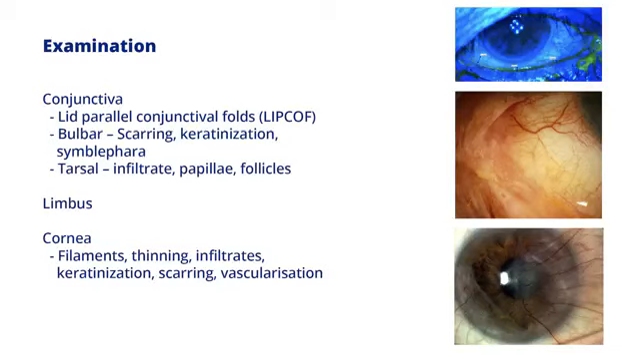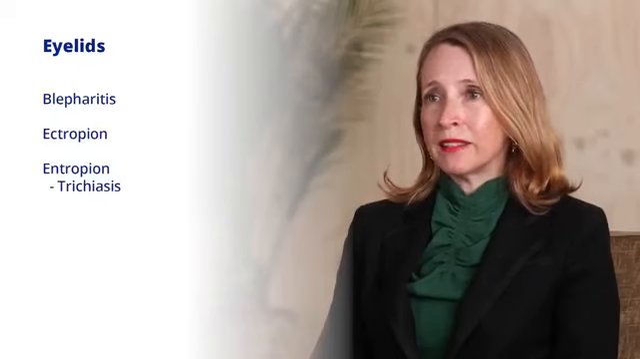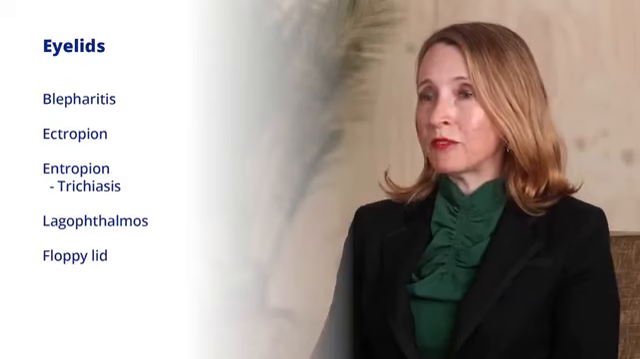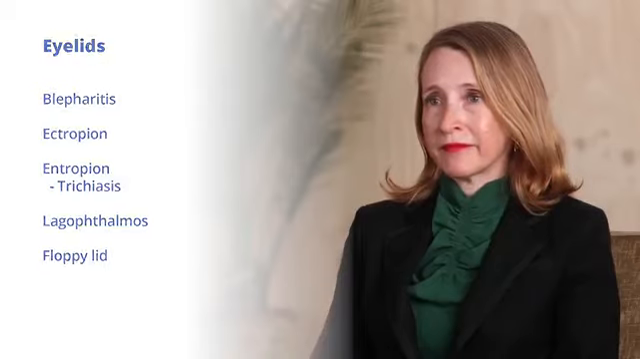Look at the cornea. Are there filaments, thinning, infiltrates, keratinization, scarring, vascularization? These are all signs of ocular surface disease. It's worth paying special attention to the eyelids because many eyelid disorders affect the ocular surface. Blepharitis can produce inflammation. Ectropion and entropion can affect the lid position, as can lagophthalmos, and floppy lid syndrome may be an unrecognized cause of a chronic papillary conjunctivitis.